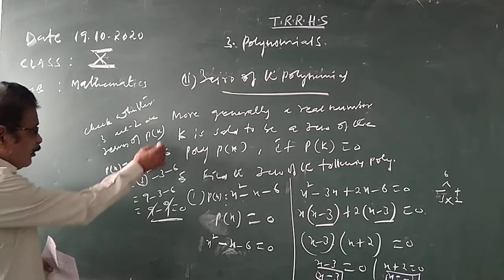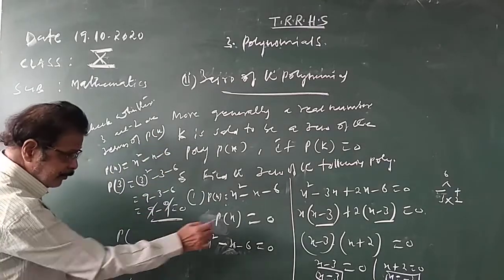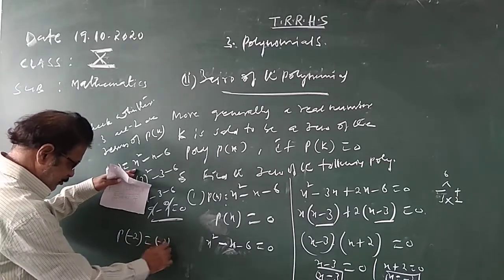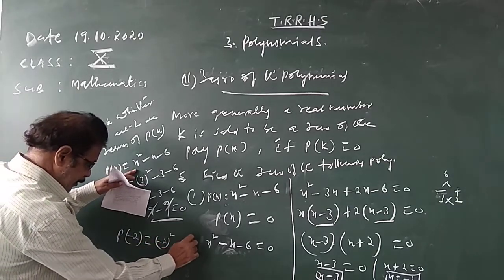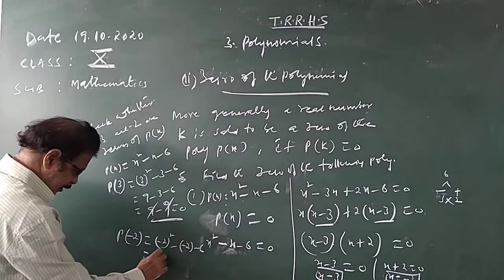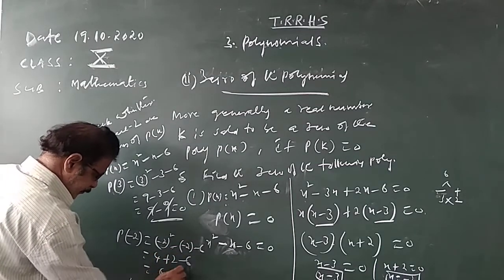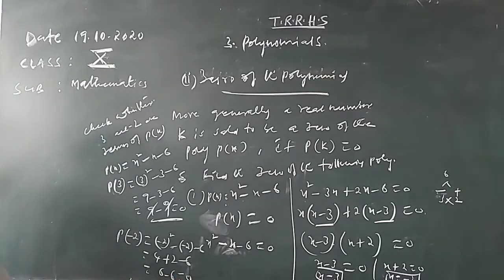So let us check the next one. What is p of minus 2? Check it. x is replaced by minus 2. Minus 2 square minus of minus 2 minus 6. Minus 2 square is 4, minus of minus 2 is plus 2, minus 6. Like this, we got 0. Therefore, 3 and minus 2 are the zeros.